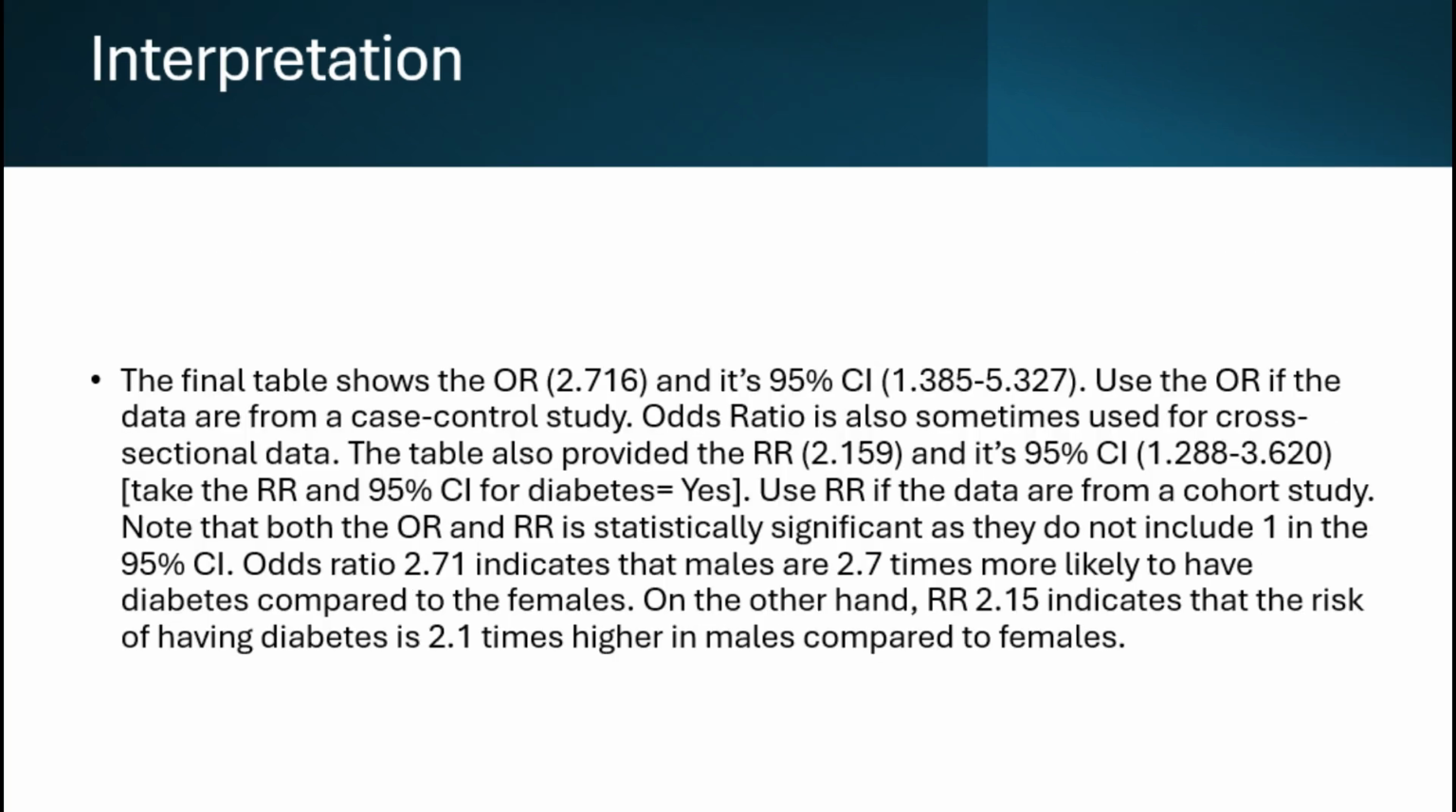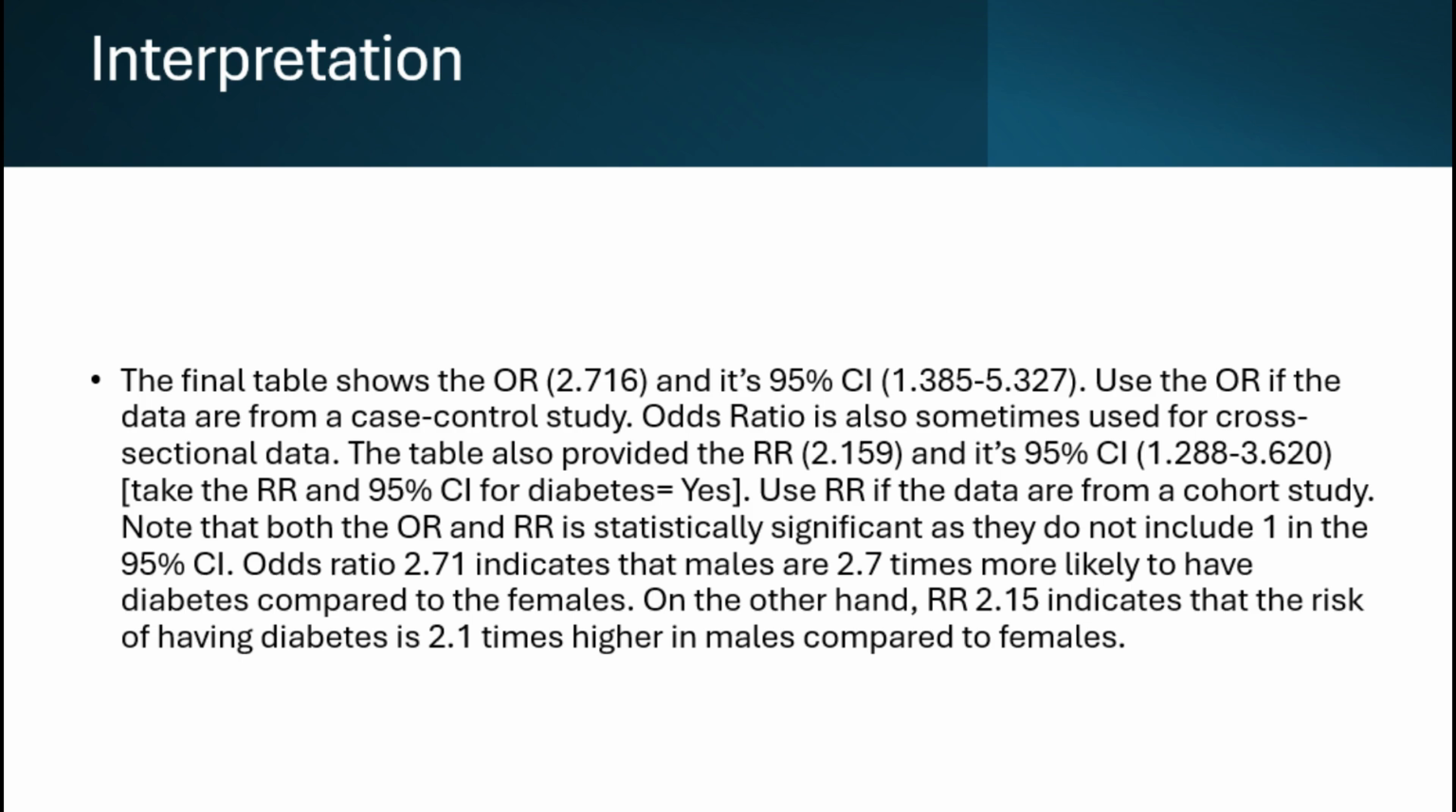Interpretation. The final table shows the OR, 2.716, and its 95% CI, 1.385 to 5.327. Use the OR if the data are from a case control study. Odds ratio is also sometimes used for cross-sectional data. The table also provides the RR, 2.159, and its 95% CI, 1.288 to 3.620. Take the RR and 95% CI for diabetes: yes. Use RR if the data are from a cohort study.